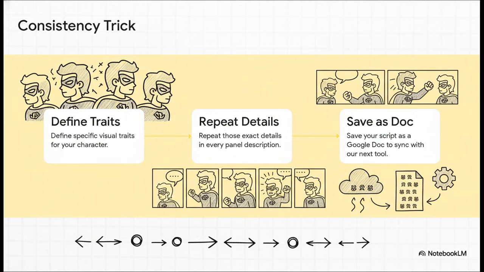So step 1, define those super specific visual traits. Step 2, you literally copy and paste those exact same details into the description for every single panel. And step 3, and this is important, save your script as a Google Doc. Trust me, this is essential for the next part of our process, which is where things get really, really cool.